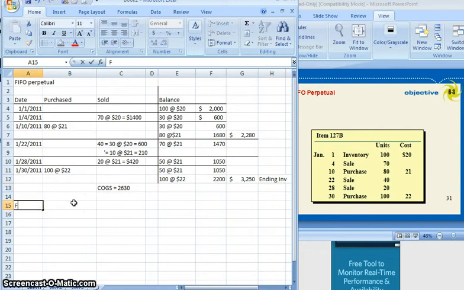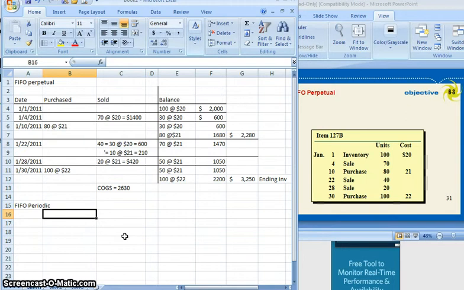So what we're going to look at now is FIFO periodic. And FIFO periodic, if you remember, is not done with the perpetual system. It's only done maybe once towards the end of the month. So what you're going to look at is all of the purchases, all of the ones that were available to you, and then all of the ones you sold. Remember, we're using the same items here to carry this through.